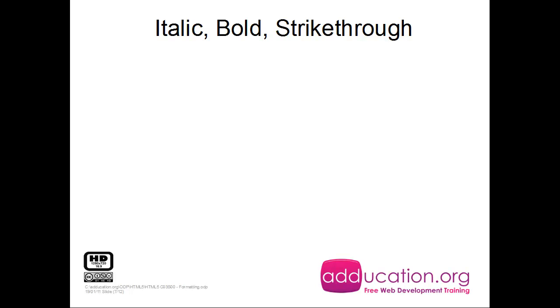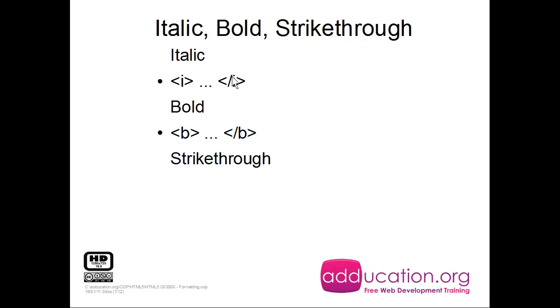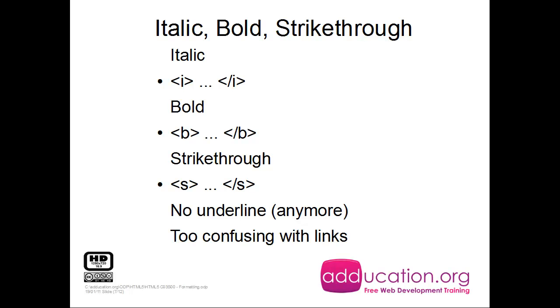Ready for the next one, making your text look italic, bold, or strike through. We can make our text italic, use the I tag, and close it again. Bold with the B tag, closing again, and the strike through, S, closed with the closing strike through tag. There's no underline anymore. There was in previous HTML also underline, but it is gone. Why? Well, by default, the browser will show a link underlined, so it was too confusing with real web links.